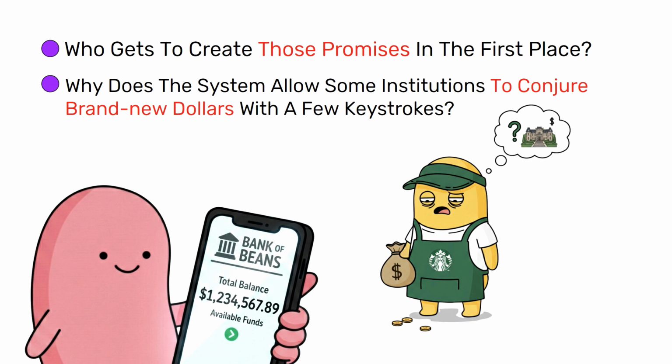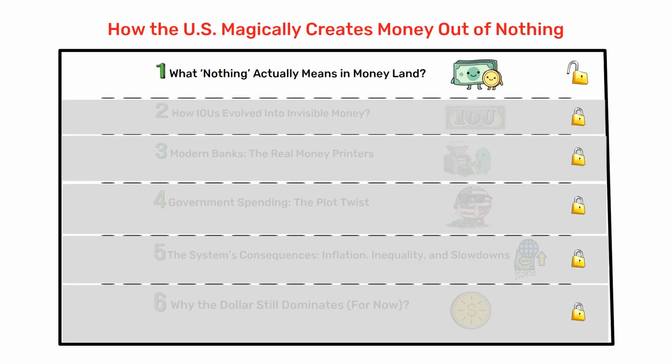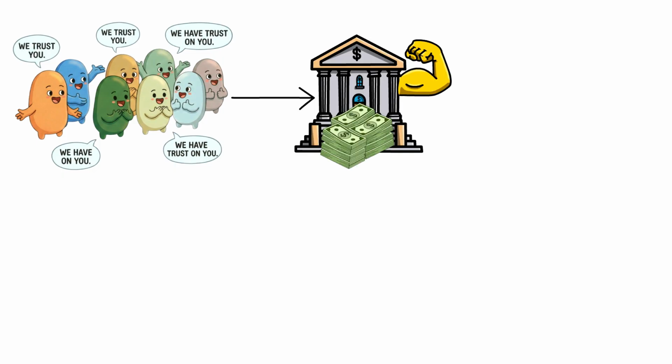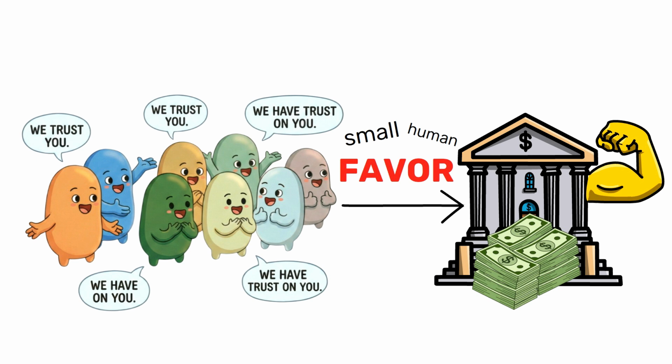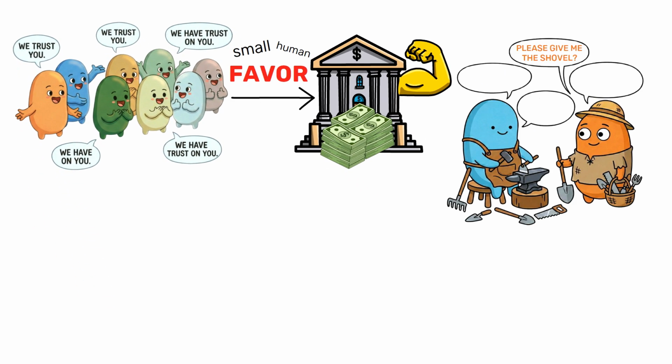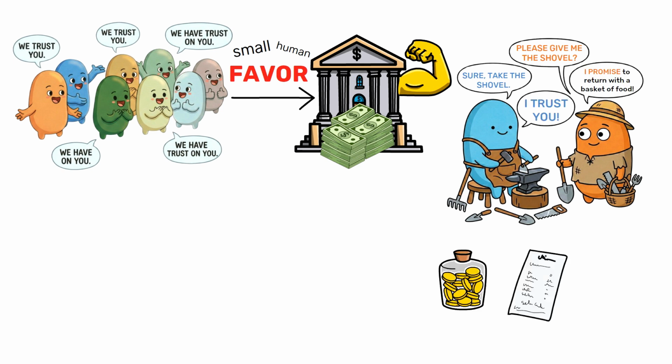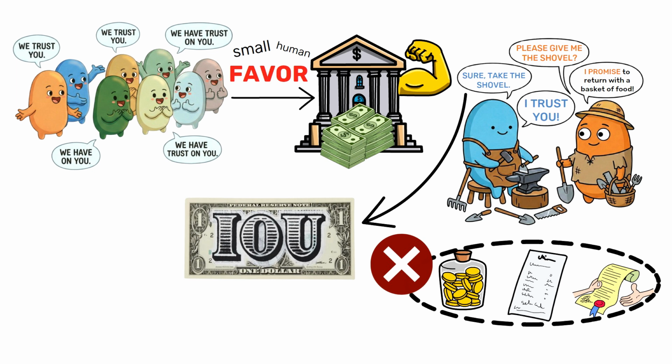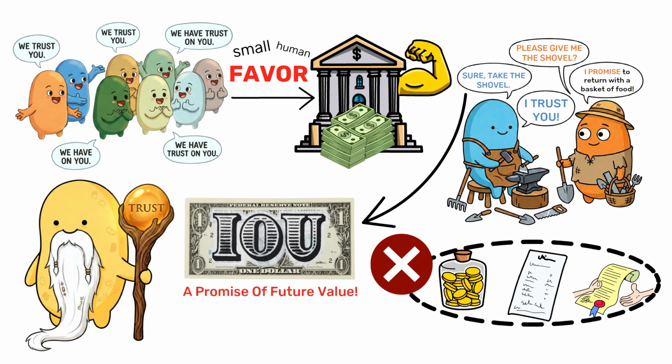To answer how the U.S. creates money out of nothing today, we need to rewind to the moment humans accidentally discovered trust could be turned into a financial superpower. It starts with something small, human, and completely relatable. A favor. Picture this. A farmer needs a tool. The toolmaker agrees to hand it over now, and the farmer promises to come back with food later. No coins, no bills, no contracts, just a verbal IOU, a promise of future value. That promise is the earliest ancestor of every dollar in your bank account.